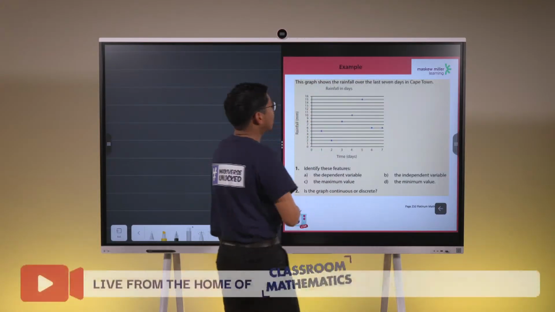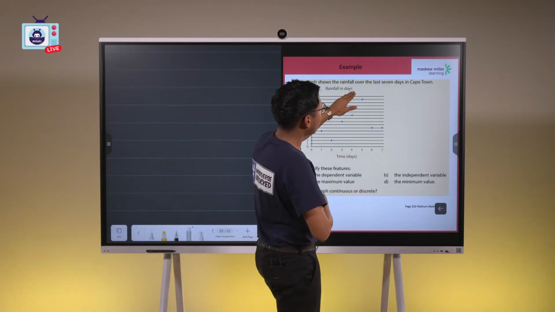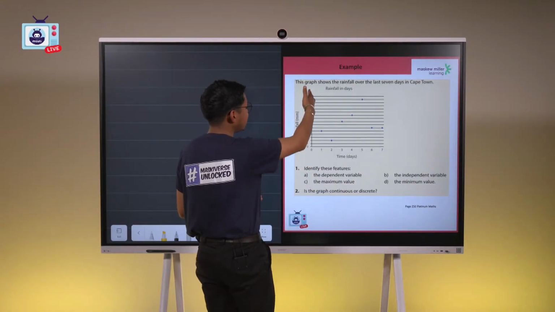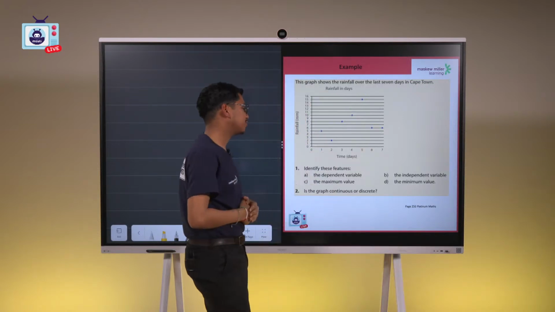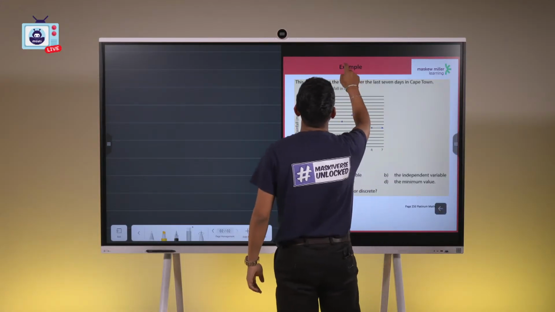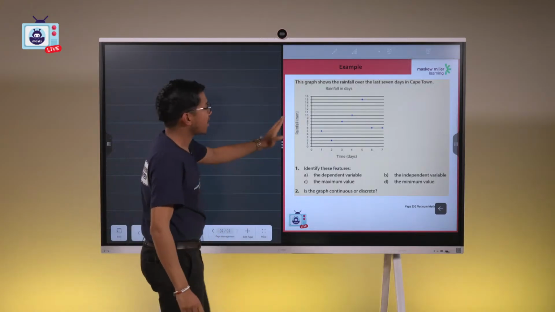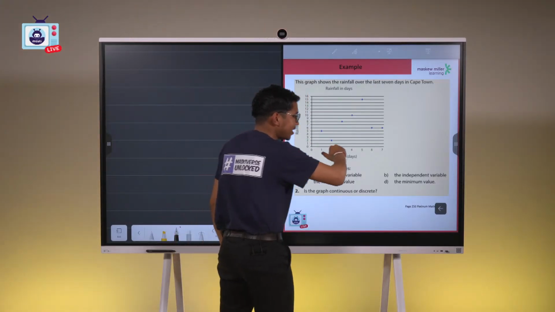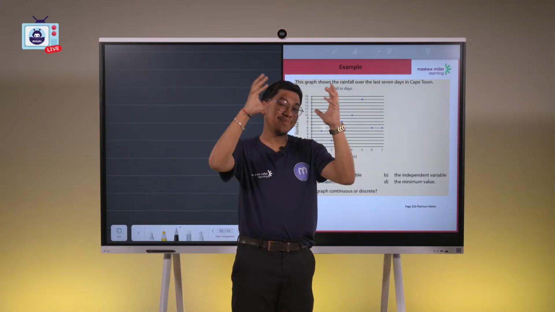All right, let's see what the example says. So it says here that the graph shows rainfall over the last 7 days in Cape Town. So here's the rainfall in millimeters, and then this is how many days it has happened over. So now they're asking us to identify the features on the graph. So what I want you to notice here, firstly, is that we have a graph which is represented by a dependent and an independent variable, and they are asking us to interpret what's happening here.